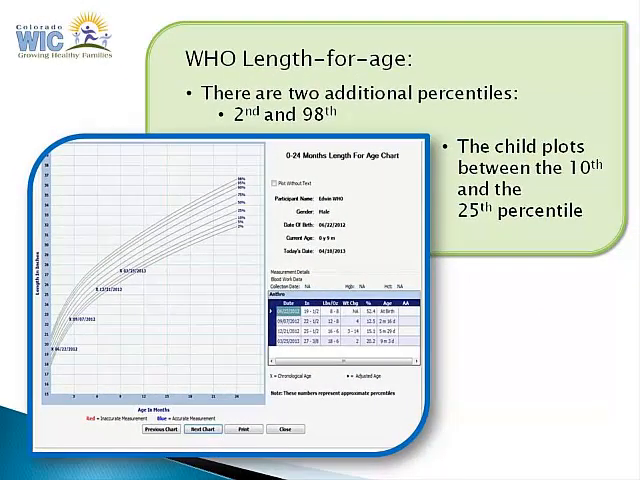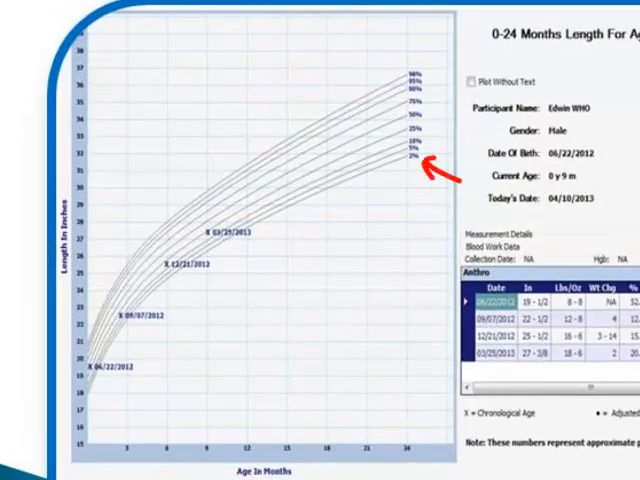The same measurements for Edwin are plotted on the WHO chart. There are a few differences you notice right away. First, the WHO graphs show the 2 new percentiles of the 2nd and the 98th in addition to the ones we're used to. We see that Edwin plots between the 10th and 25th percentile on the WHO length for age graph.